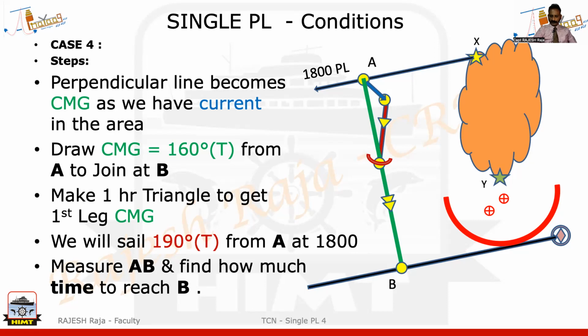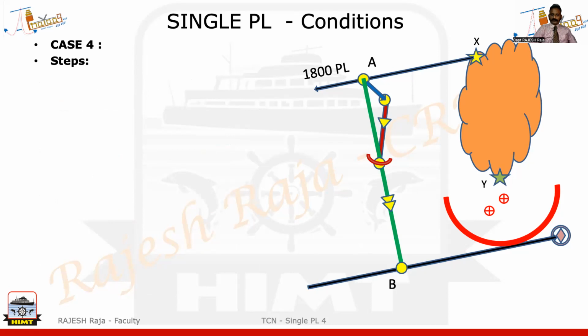My next job is to find the time of alteration. So the time of alteration for which I have to measure, when I measure, let us assume that I've got 30 nautical miles. So I've written CMG track, total distance is 30 nautical miles and the track is 1602. Now after this, what do I do?